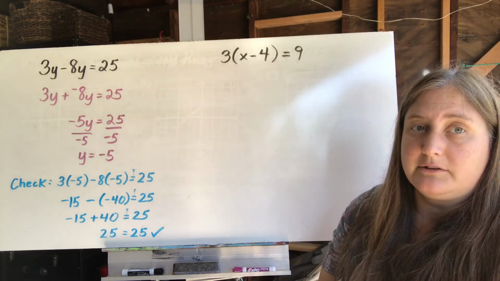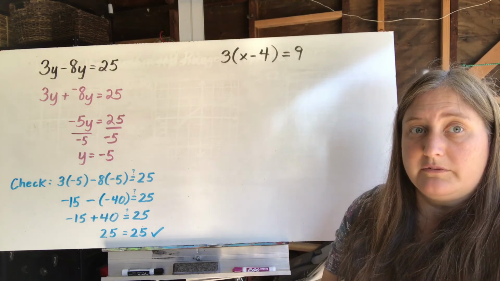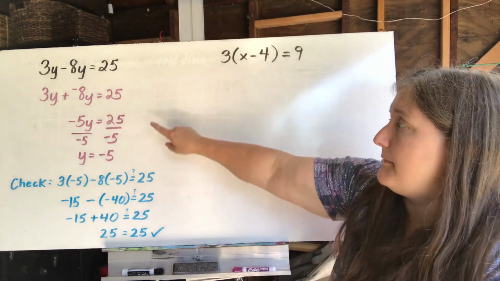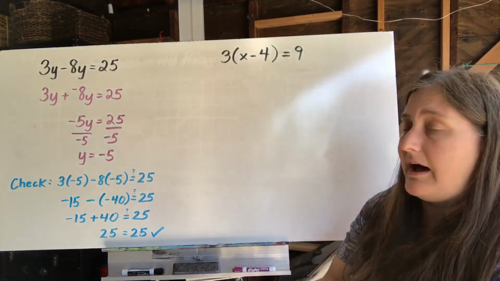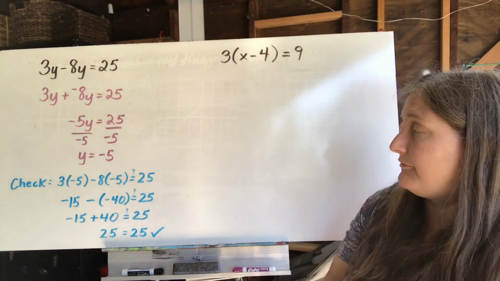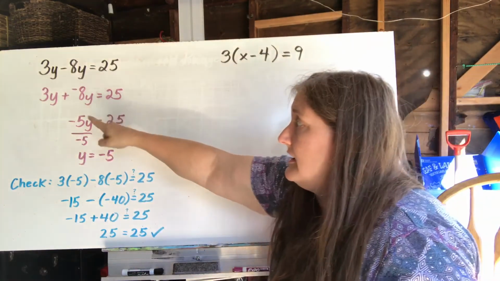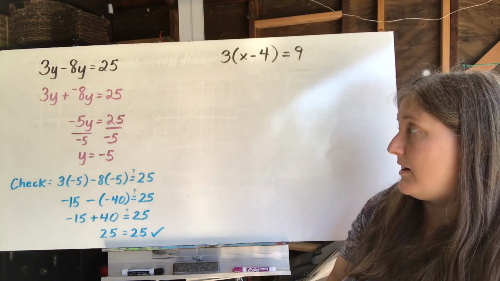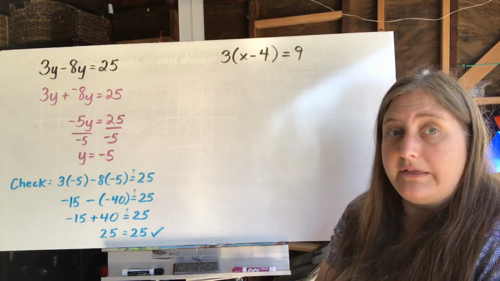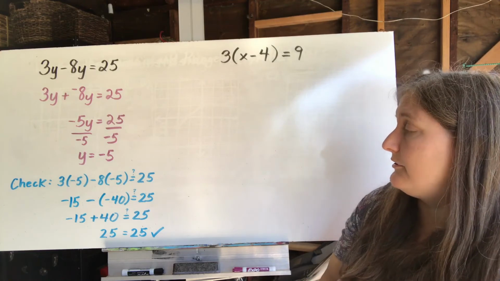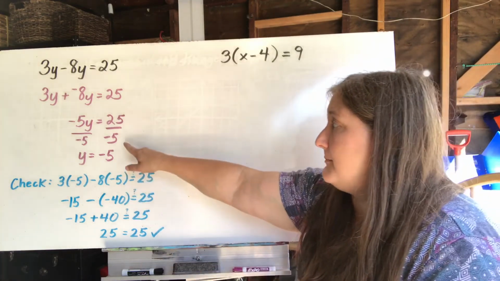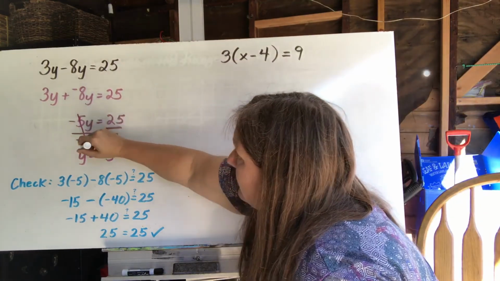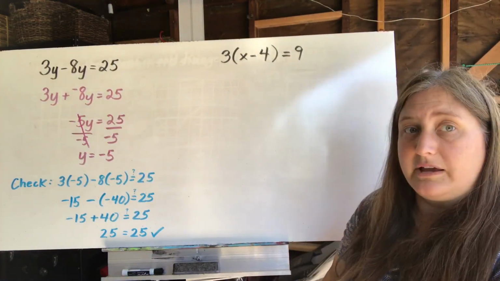Sometimes we can combine like terms before we solve, and that's one of our steps in our two-step equations. So here I have 3y minus 8y equals 25. The first thing I'm going to do, after changing this to add the opposite, is combine those y's. 3y and negative 8y together are negative 5y. That's my first step. Now to solve for y, I'm going to divide each side by negative 5. It cancels out here, and I get y equals negative 5.